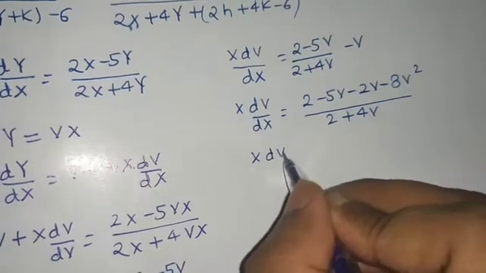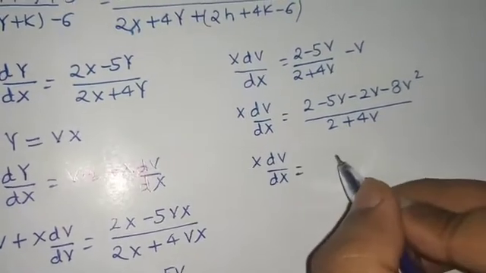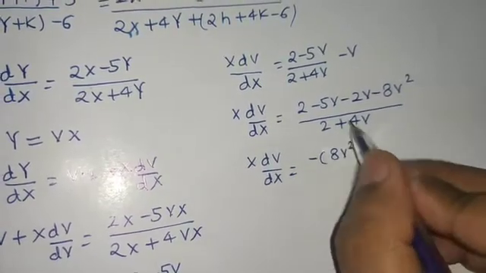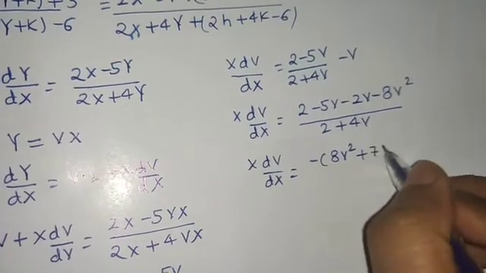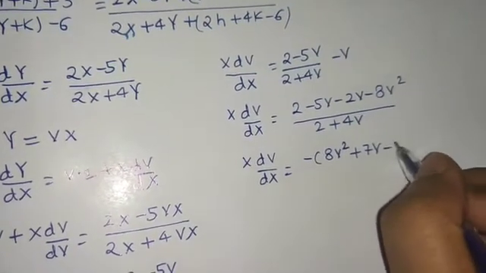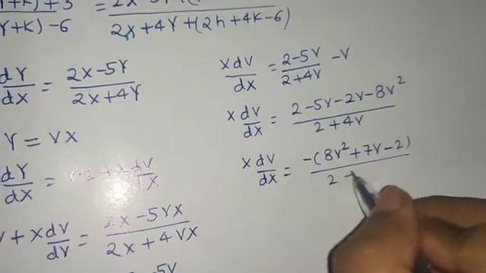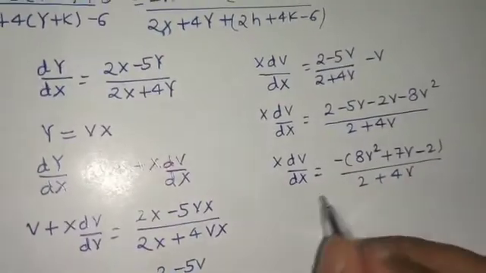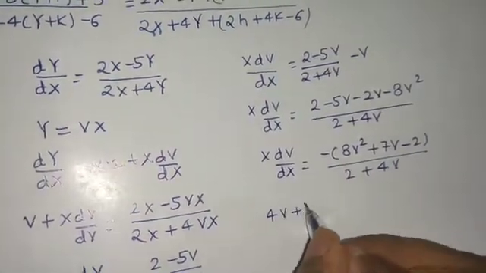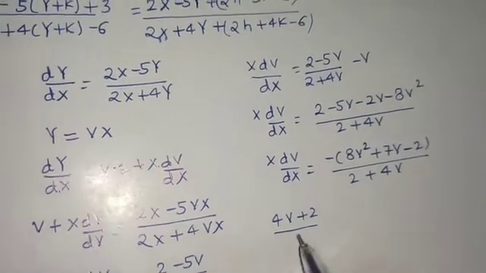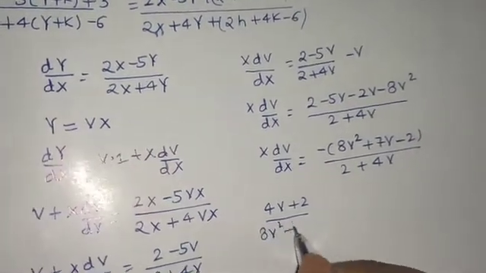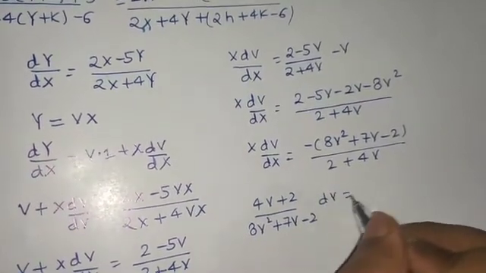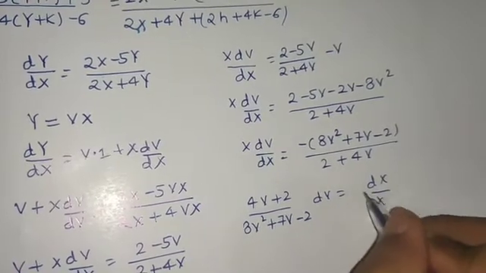So x dv by dx equals minus, if I take common, I will get 8v square minus 7v minus, I have already taken common, plus 2, minus I have taken common. Now we can easily separate the variables. So (4v plus 2) divided by (8v square plus 7v minus 2) dv equals dx by x with a negative sign. I am leaving this minus side in RHS only.